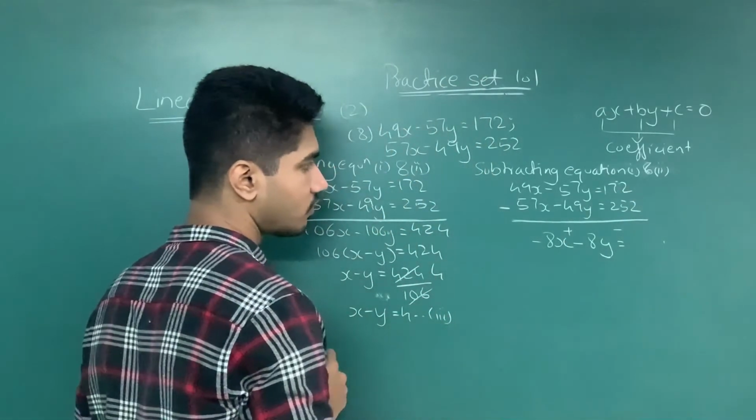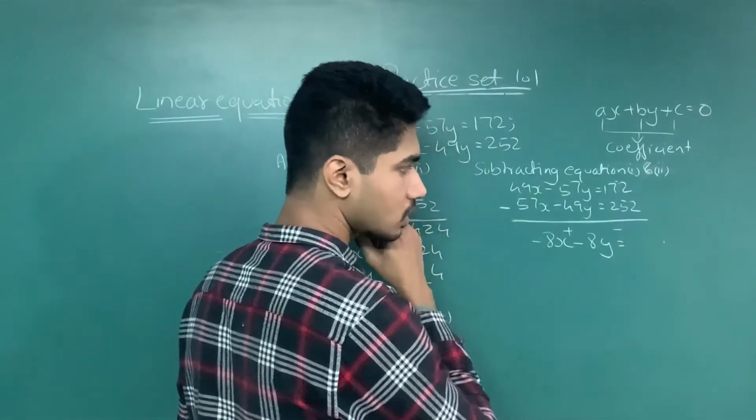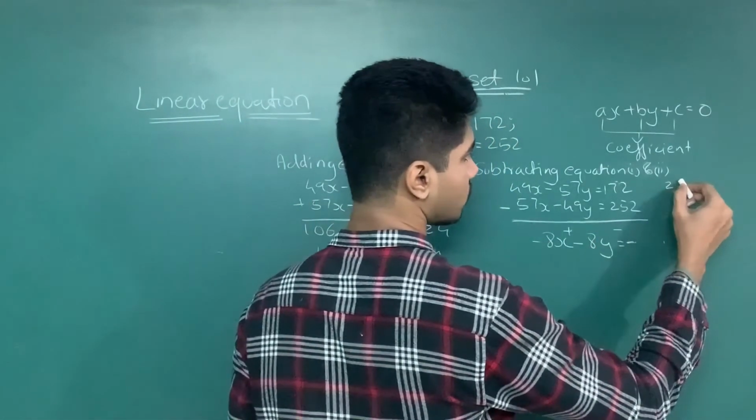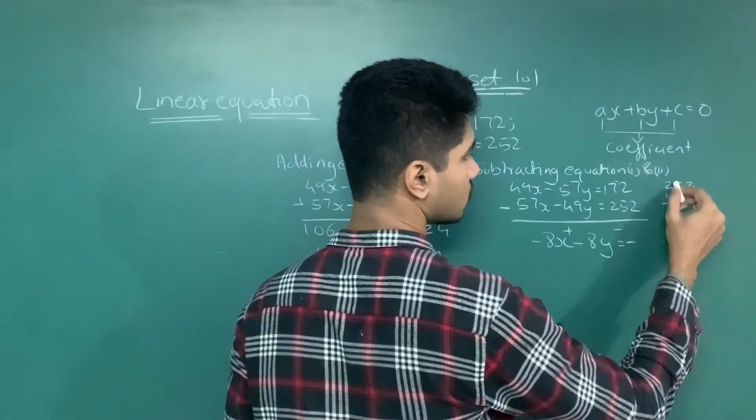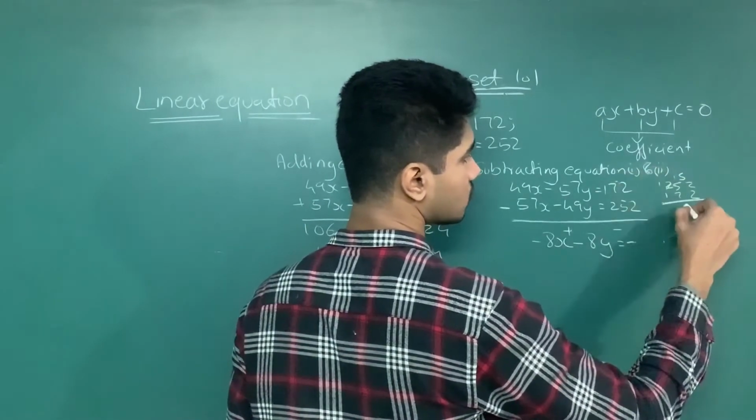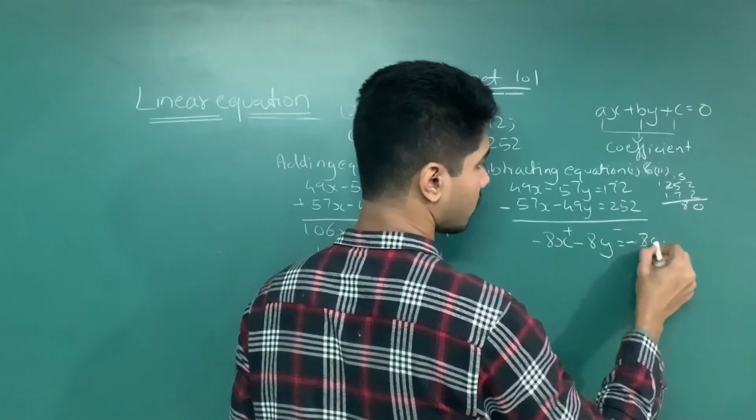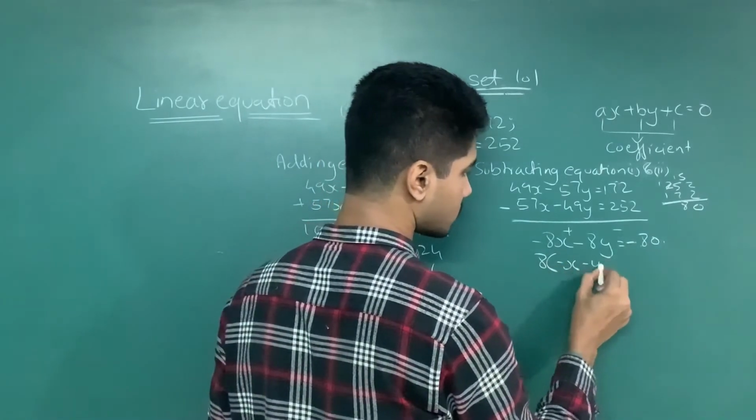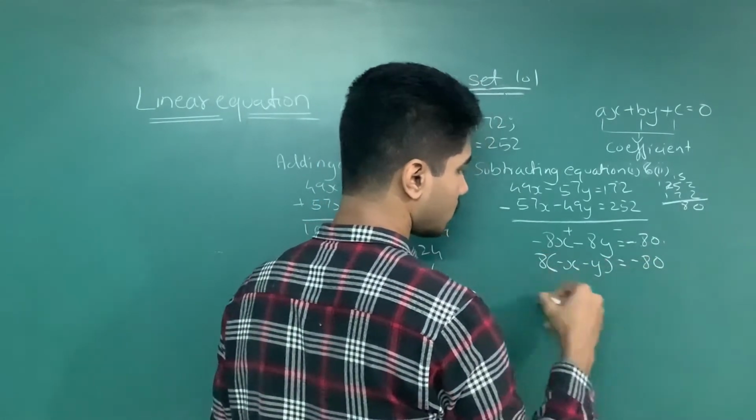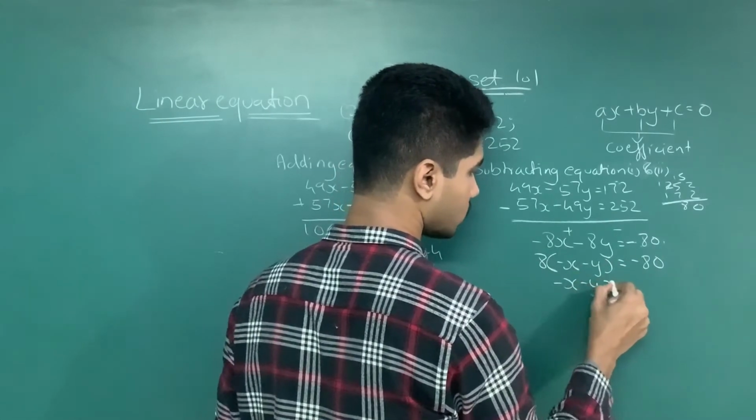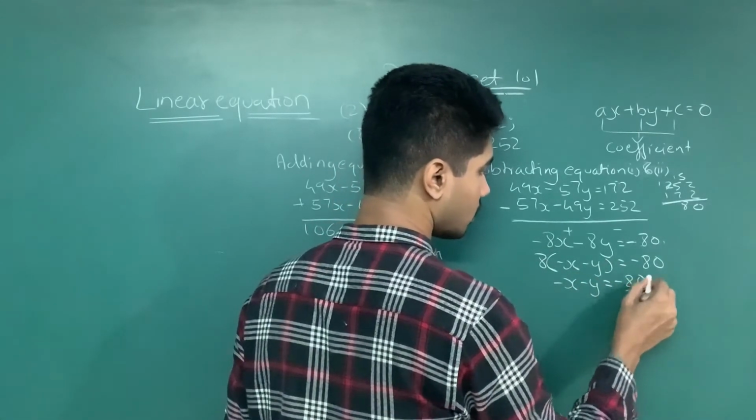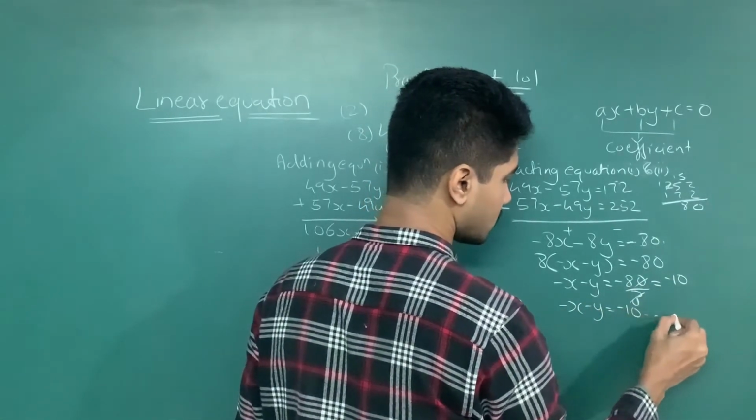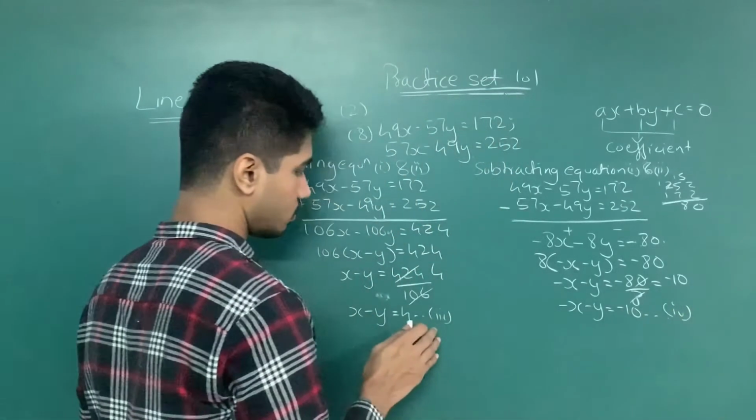172 minus 252 will give me minus में आएगा, it will be minus. So 252 minus 172 will give me 80, so it will be minus 80. You take 8 common, minus x minus y is equal to minus 80. You shift 8 that side, you get minus x minus y is equal to minus 80 upon 8, which is nothing but minus 10. So you get minus x minus y is equal to minus 10, which is nothing but equation number 4. So you get two equations, third and fourth.